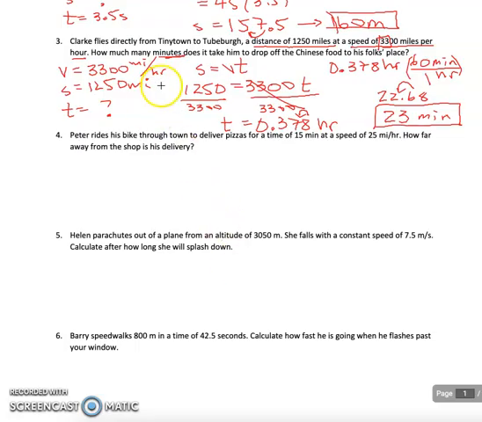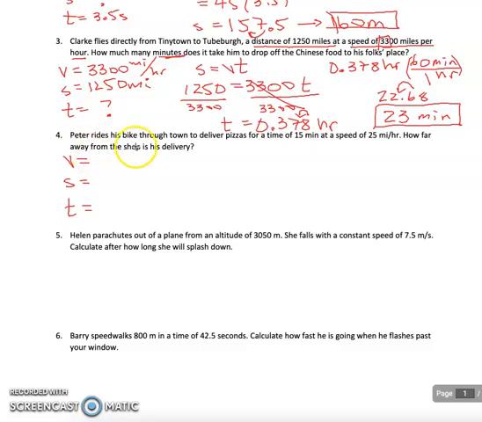Now, if you're paying attention to the story, somehow he's flying a huge distance, over 1,000 miles, to drop Chinese food at his folks' place. This is not a normal guy. Or maybe he's just really nice and the folks just really love the food from that particular restaurant.